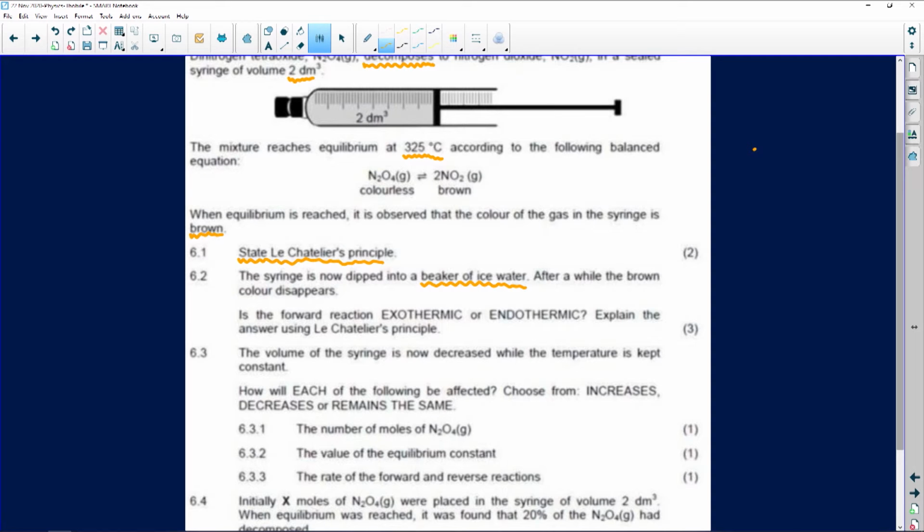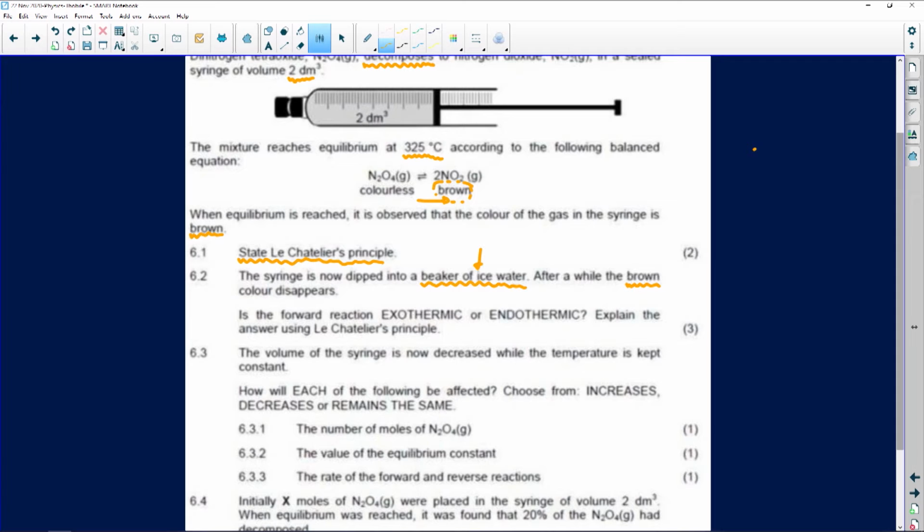In ice, water temperature is then decreased. After a while, the brown color disappears. Now, already you can think. When we had the brown color, we were favoring the forward reaction. That is why it was brown. The brown color in ice water disappears, which means that it is going to then favor the reverse reaction. Lowering temperature causes the equilibrium to shift in such a manner as to favor the exothermic reaction, right?